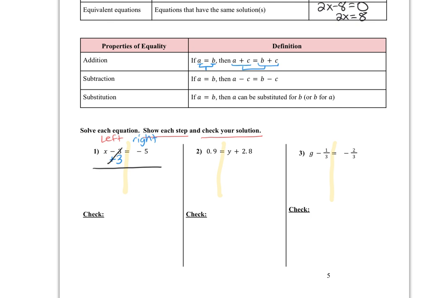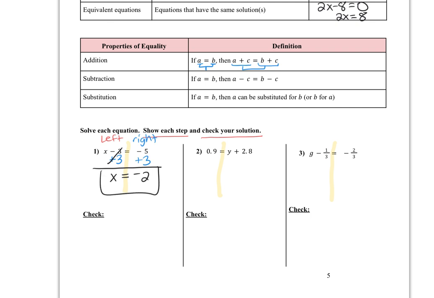I'm not going to write x plus 0, though. I'm just going to cross it out and write x. I still bring down my equal sign. Now, that left side, I added 3. Well, I need to balance it out and add 3 on the right side now. -5 plus 3 gives me -2.